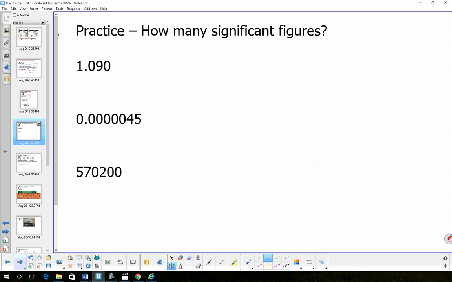So practice. Try on your own the next 3 and see how many significant figures there are. Remember, number 1, any number 1 through 9 is significant. Number 2, any zeros sandwiched between 2 numbers are significant. Number 3, any 0 that tells me how well I measured is significant. And number 4 was that it is not: if it tells me how big or how small, the 0 is not significant. Okay?